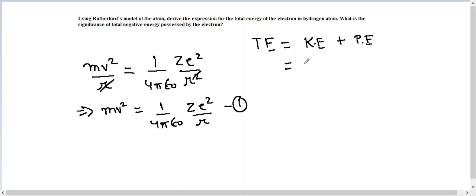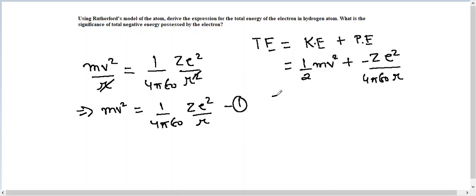So, what is the formula of kinetic energy? It is simple, half mv square, and the formula of electrostatic potential energy is equal to minus Z into E square upon 4 pi epsilon naught r. The formula of the force and the potential energy is almost the same, except that in the force the denominator had r square and here it is just r.